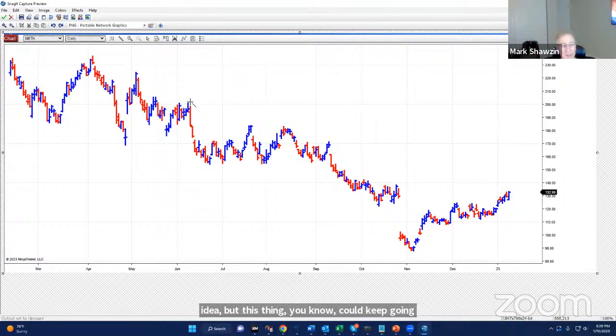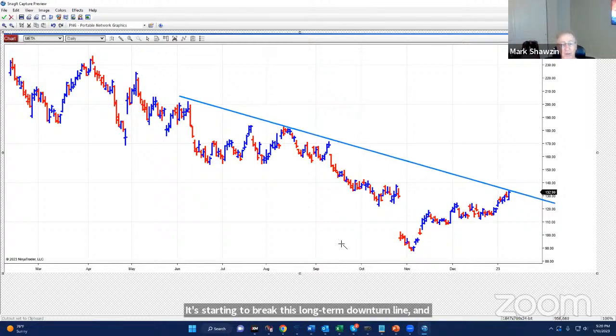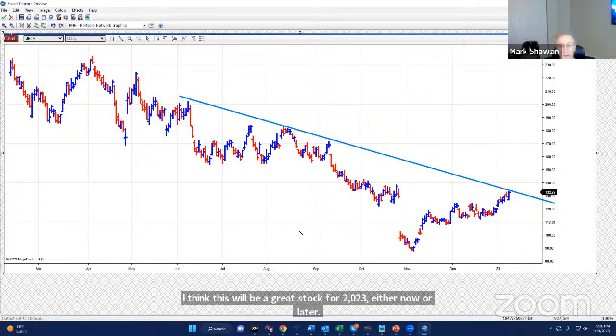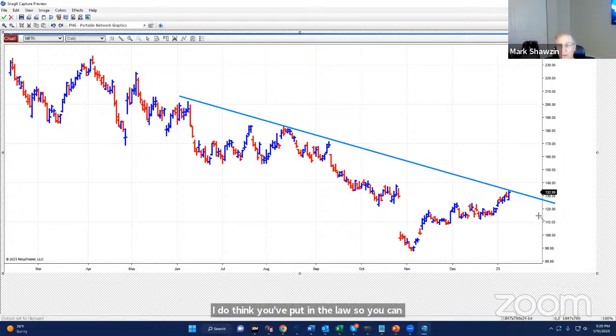It's starting to break this long-term downtrend line, and I think this will be a great stock for 2023, either now or later. I do think you've put in the low. So you can see now we're kissing this inflection point, this downtrend line. And this is where the markets start confirming. Usually you get a breakout and some kind of retest. And then if it makes a new high again, then you've got something good. But this thing feels like it wants to go to 145 no matter what.